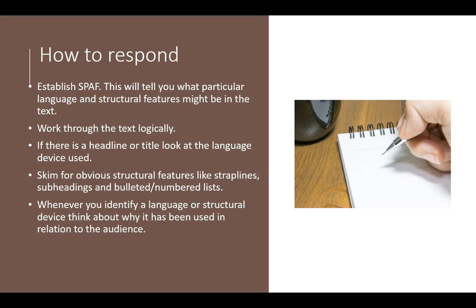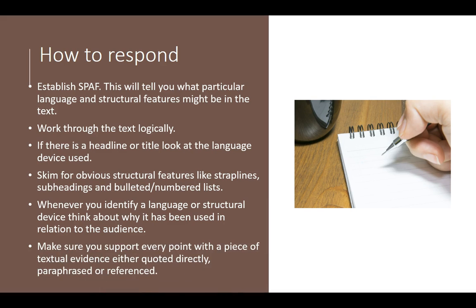Whenever you identify a language or a structural device, just read the sentence around it and think about why it is being used at that particular point in the text. How does it appeal to the audience? What relevance does it have to the audience? Is it there to emphasize a point? Is it there to pull at the heartstrings if they're using emotive language? Why are they using that particular device at that particular point?